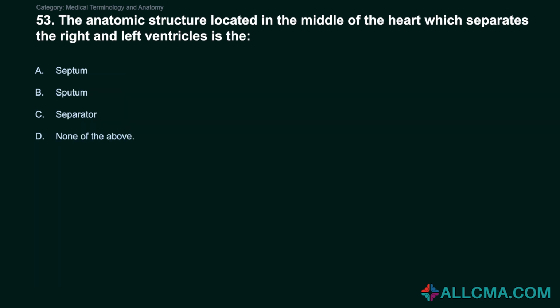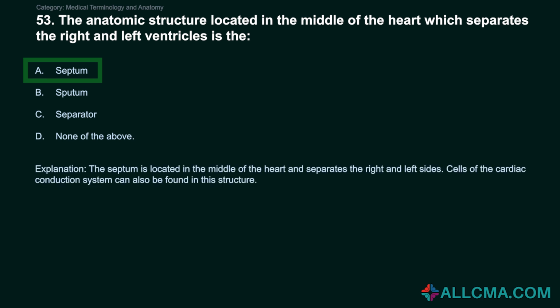53. The anatomic structure located in the middle of the heart which separates the right and left ventricles is the A. Septum. B. Sputum. C. Separator. D. None of the above. Correct answer, septum. The septum is located in the middle of the heart and separates the right and left sides.